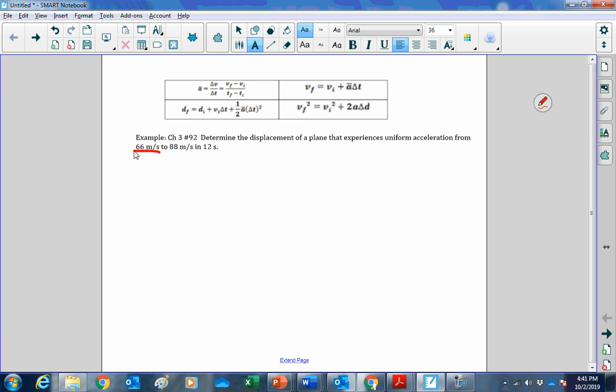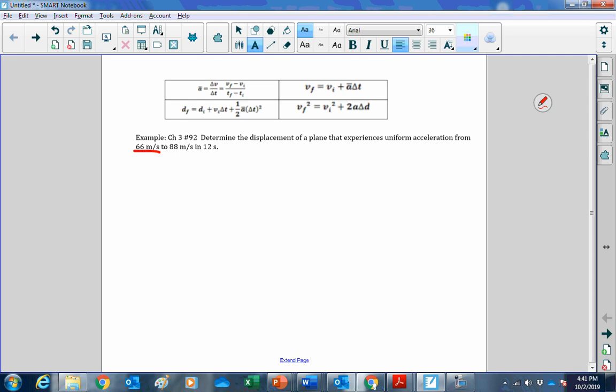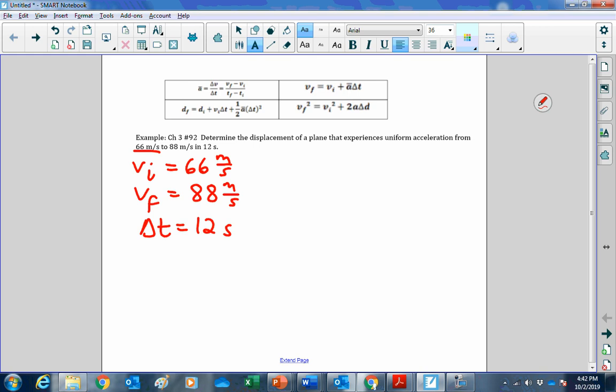This velocity, it's not the acceleration they're giving us, it's the velocity they're giving us, and it's the initial one. So we've got the VI is 66, and it's speeding up to a final velocity of 88, and that is taking 12 seconds to happen, and we want to know how far it goes in that time.